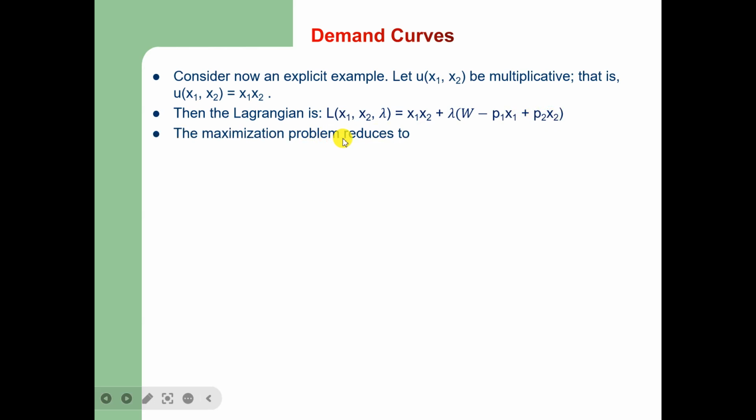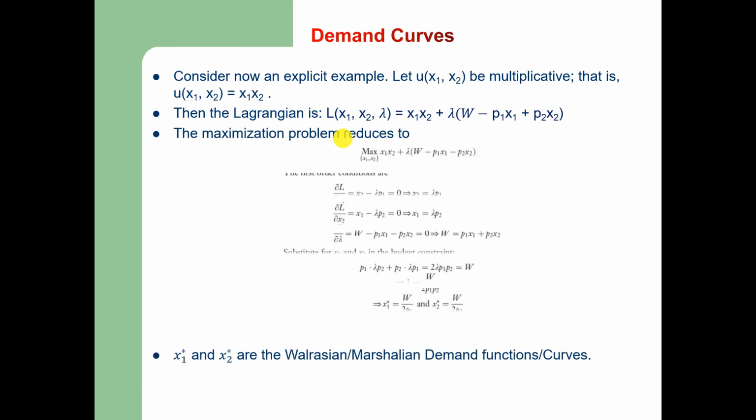And the maximization problem then reduces to this, that is maximize x1 x2 by choosing quantities of good 1 and good 2, plus lambda times the budget constraint. So the first order conditions are here. This is the partial of the Lagrangian function with respect to x1, and this is the partial of the Lagrangian function with respect to x2, and this is the partial derivative of the Lagrangian function with respect to lambda.